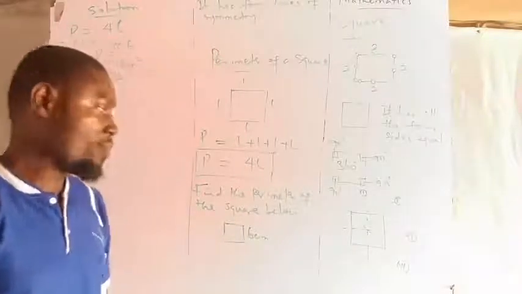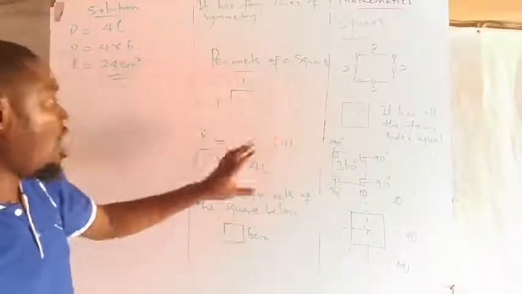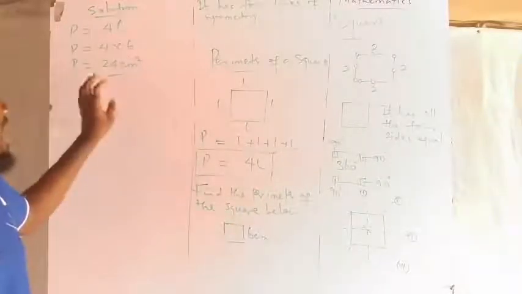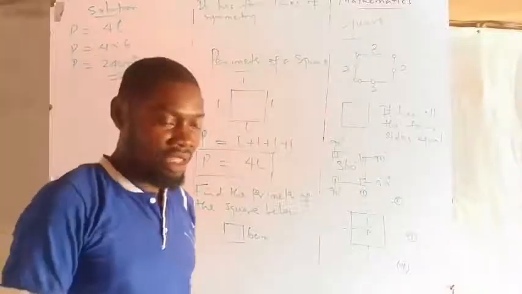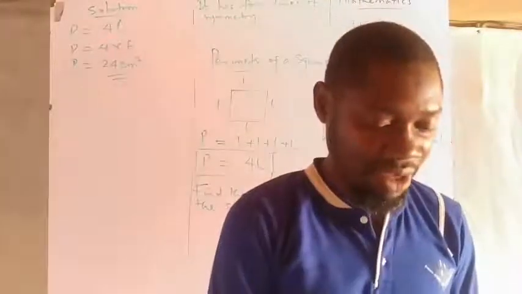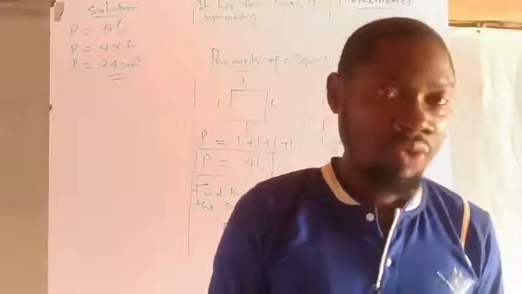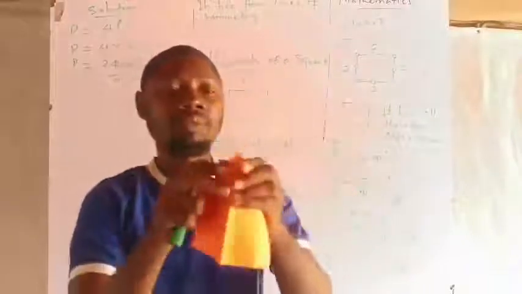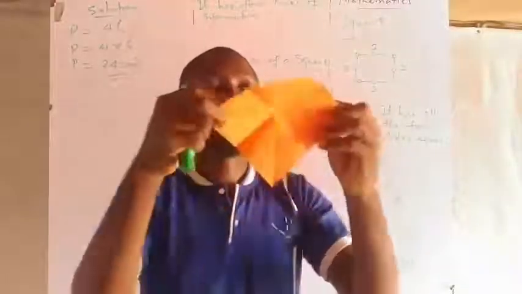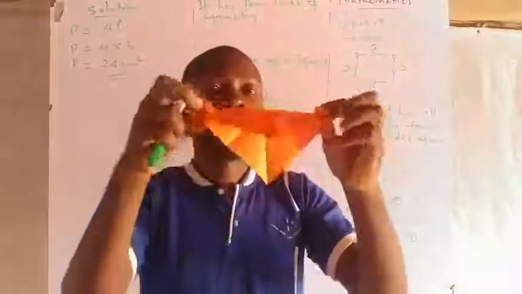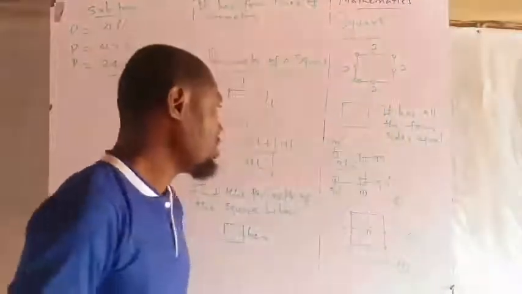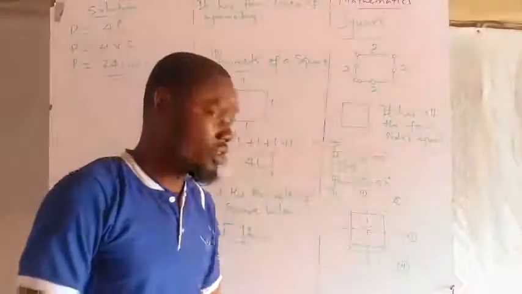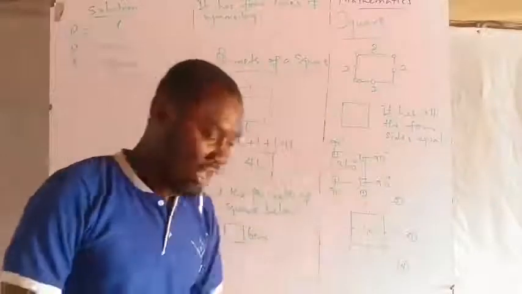Solving perimeter is simple. You add all the sides in this form, or you use the formula 4L to solve your perimeter, and you get your answer correctly. This is as simple as A, B, C. So carefully go through the class. Remember, I said a square has 4 lines of symmetry. 1, 2, 3, 4. It has 4 lines of symmetry. All the sides are equal. It has equal internal angles. And if you add all the angles, you get 360 degrees.